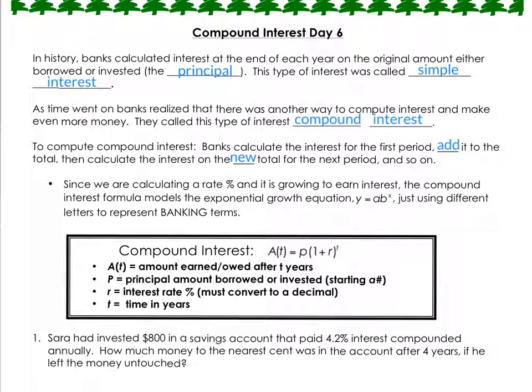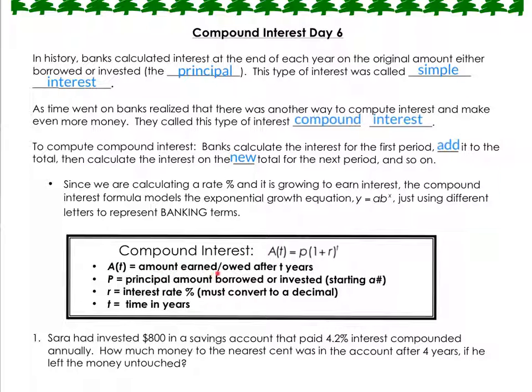So we have y equals a b to the x power, just using different letters to represent banking terms. So really it's no different than just using y equals a b to the x, and it's an exponential growth, so we're going to replace b with 1 plus the rate. Now we're just replacing them with different pieces that represent the banking world.